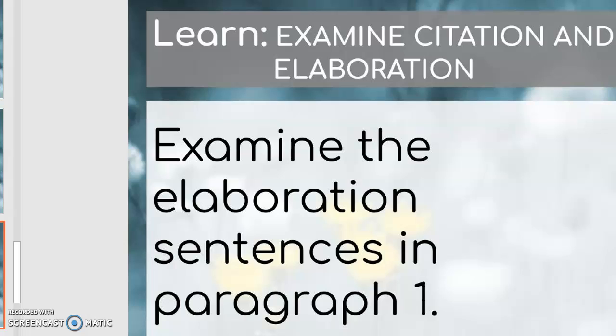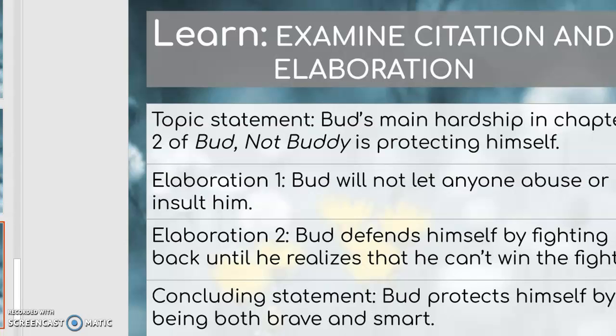Examine the elaboration sentences in paragraph 1. Now we're going to look explicitly at paragraph 1 to see exactly how the elaboration and citations will pan out. Topic statement: Bud's main hardship in Chapter 2 of Bud, Not Buddy is protecting himself. Elaboration 1: Bud will not let anyone abuse or insult him. Elaboration 2: Bud defends himself by fighting back until he realizes that he can't win the fight. Concluding statement: Bud protects himself by being both brave and smart. And that's my example of citation and elaboration.